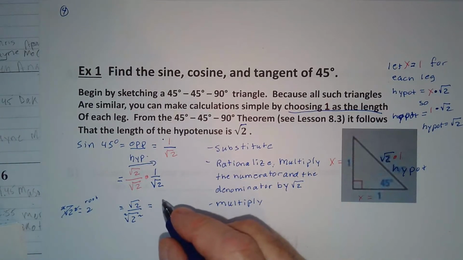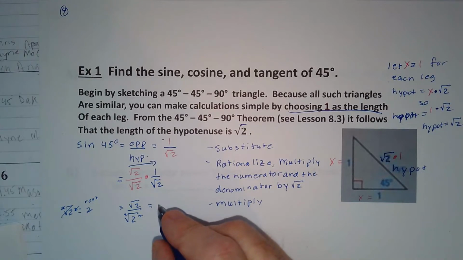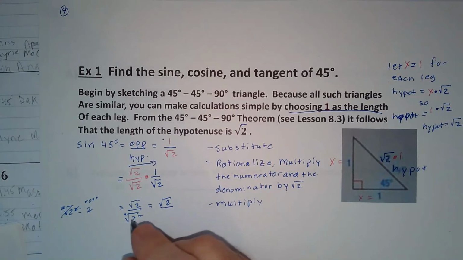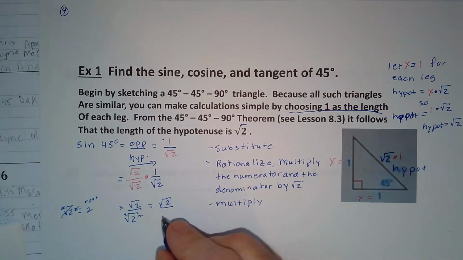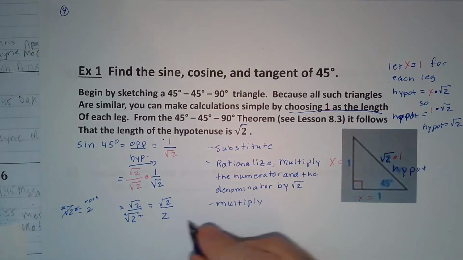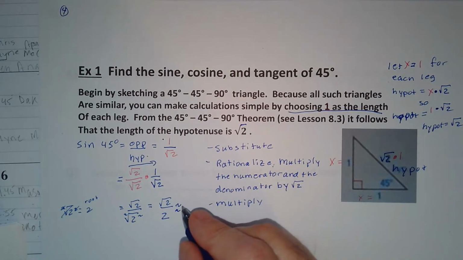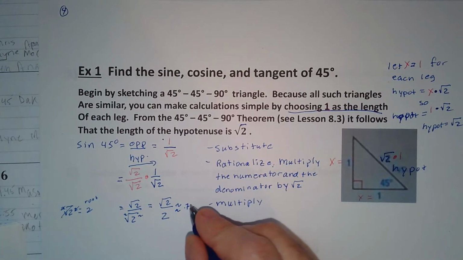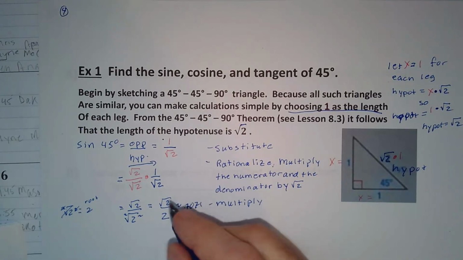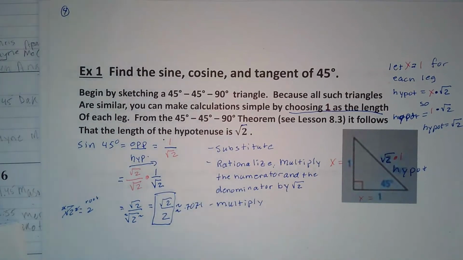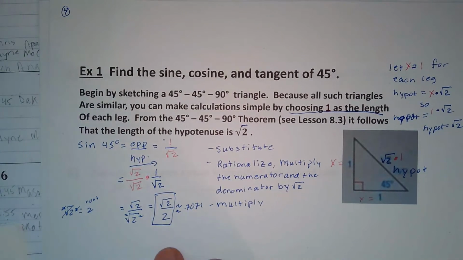So this equals square root of 2 in the numerator, and then the square root of 2 times the square root of 2 is just plain old 2. Now that's approximately, if you were to divide those, 0.7071. But the answer we want is this one for purposes of what we're going to be putting in IXL. So just be aware that that's usually the main one.